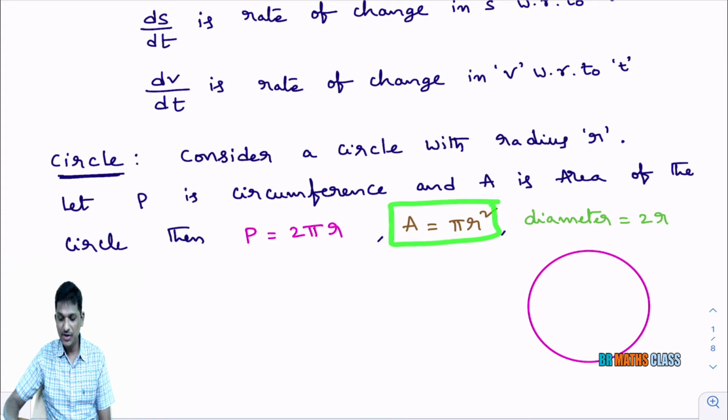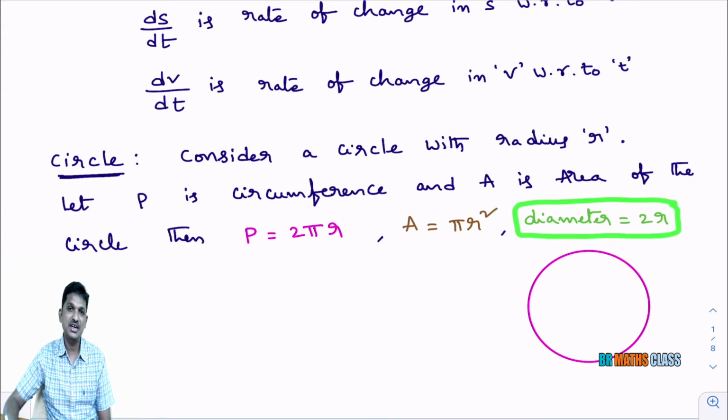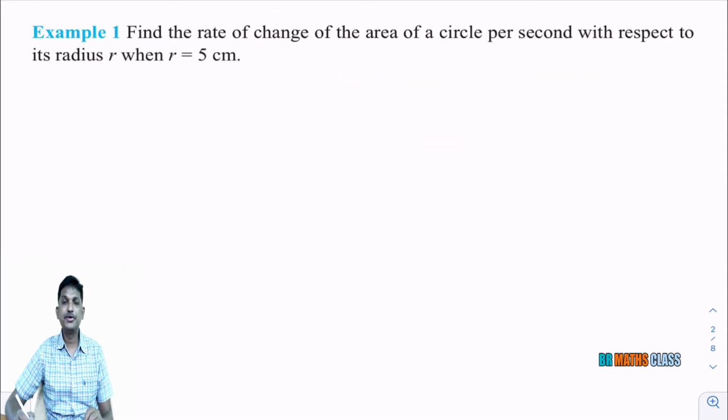And we know that if r is the radius of the circle, then its diameter is double the radius, diameter is 2r. So these 3 points you need to know to do today's class problems. All the problems of rate measure are very easy. Only thing is you need to identify which diagram the problem is related to, what the given information is, and what is to be calculated.